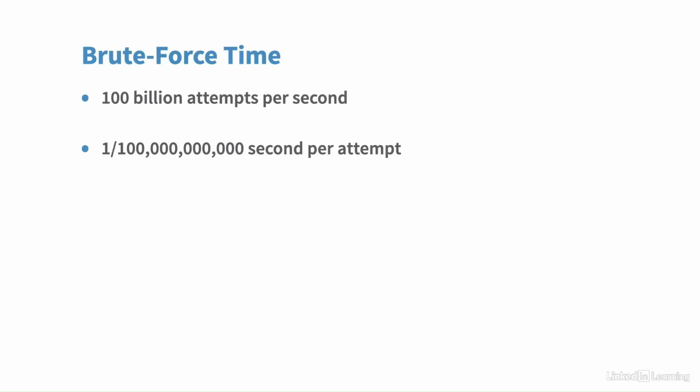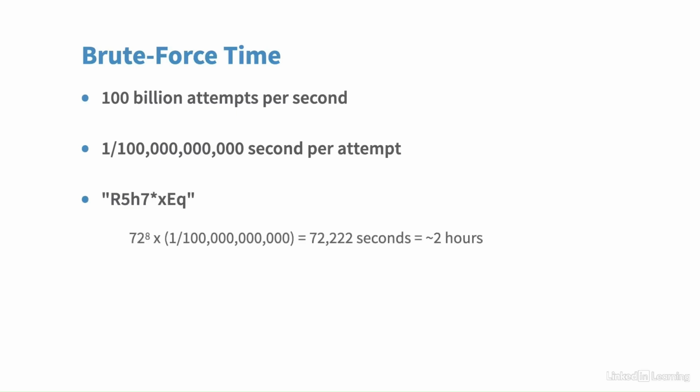Let's consider a password with 8 characters, and each character has 72 possibilities. Uppercase, lowercase, numbers, and a few symbols. 72 possibilities raised to the power of 8 times 1 over 100 billion. It would take 2 hours to try every single combination and be sure that you found the password.